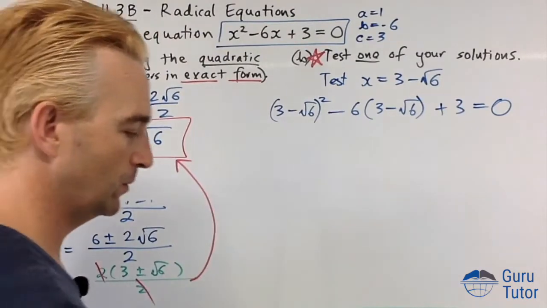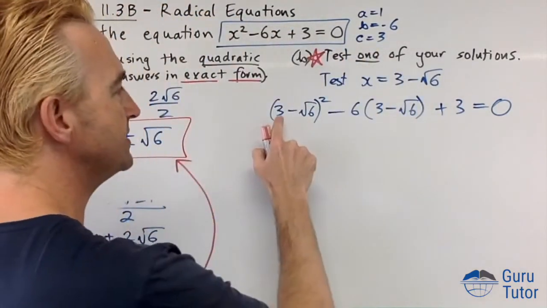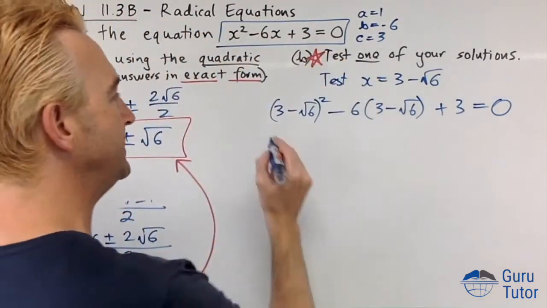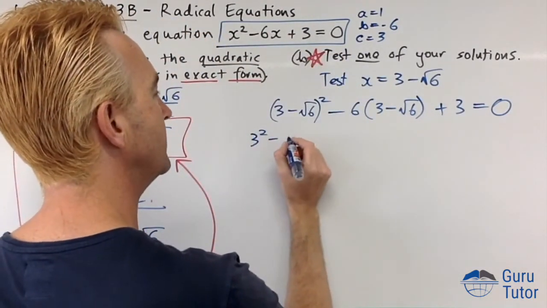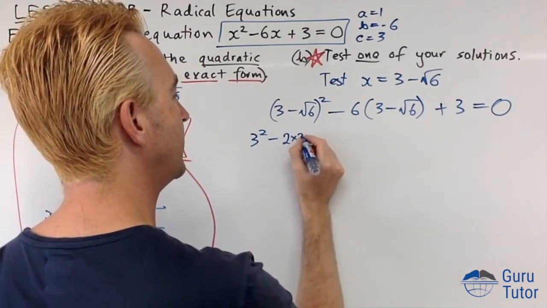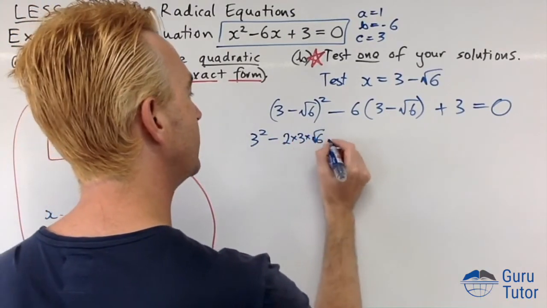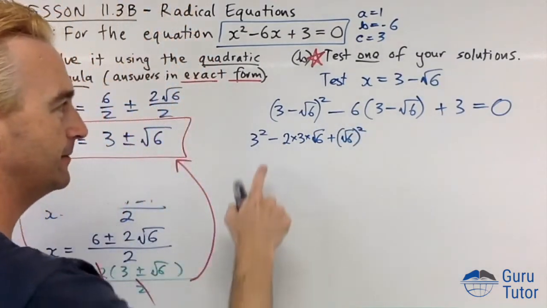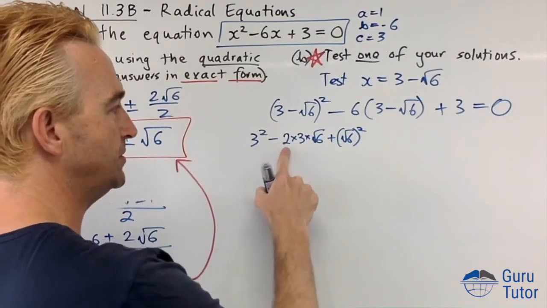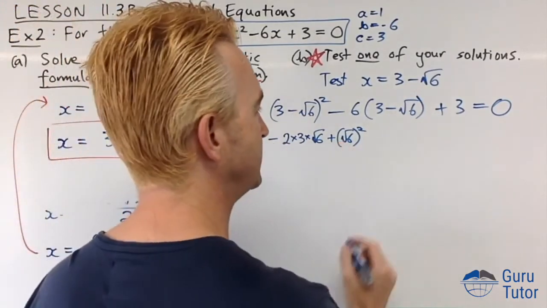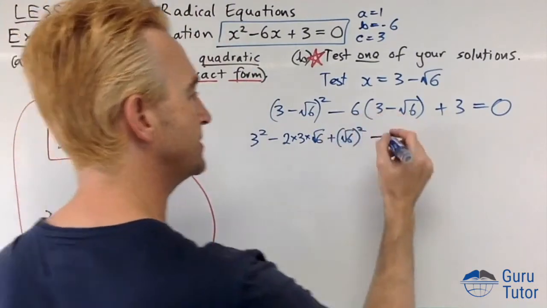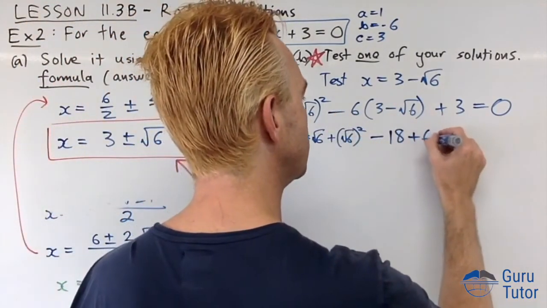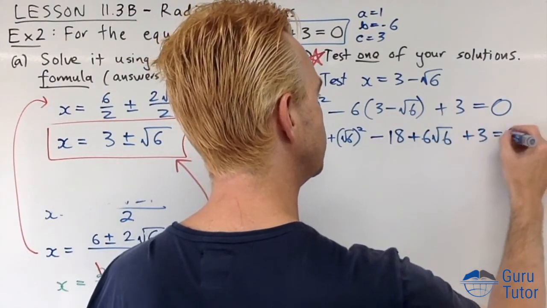Well, let's try it. How do we do this? Now remember, this is like a minus b all squared. You've got to use that special product. So it's going to be a squared minus 2 times a times b plus b squared. Okay? A minus b all squared is a squared minus 2 times a times b plus b squared. You've got to use that special product. And next, minus 6 times 3 is 18. Minus 6 times minus root 6 is plus 6 root 6 plus 3 equals 0.